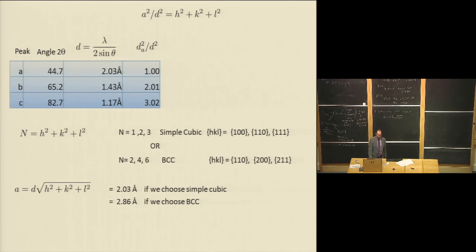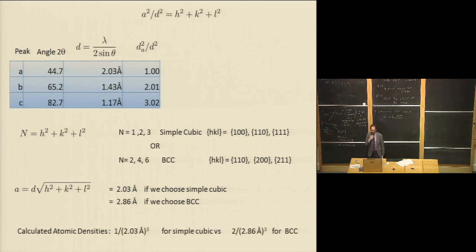Because we don't know what the lattice constant is for iron. But it does help us because we could try calculating the atomic density. For the simple cubic case, we would have 1 atom per 2.03 angstroms cubed, whereas for a BCC, it's 2 atoms in the conventional unit cell per 2.86 angstroms cubed. And those densities differ from each other by a factor of square root of 2.